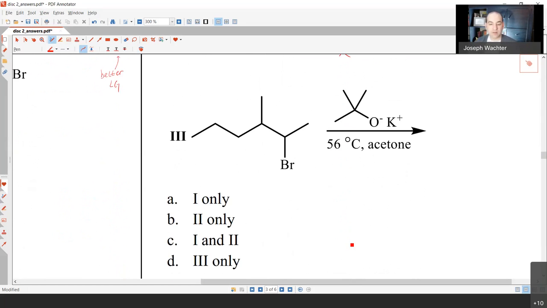Number three, there we go. There's our nice strong base. It's also big, which means that it's not going to be able to compete for SN2 very easily. So that's really your classic E2 conditions right here. You've got a big, strong base in relatively high temperatures. So D is probably the best answer here.